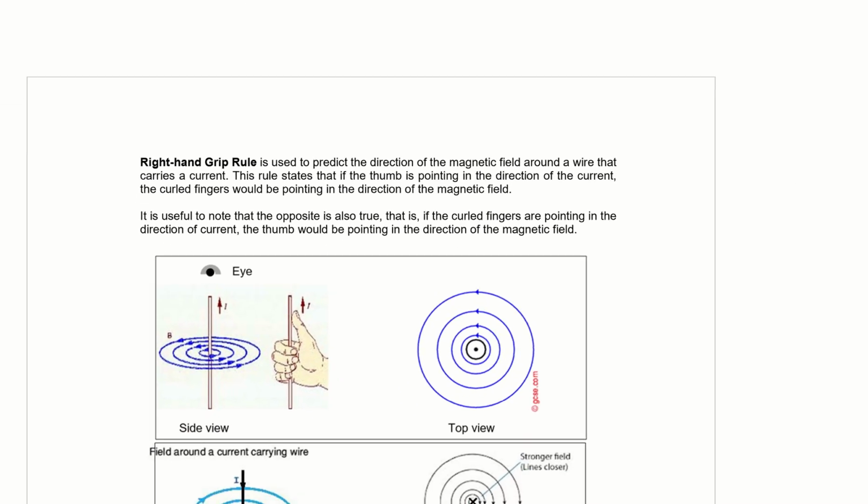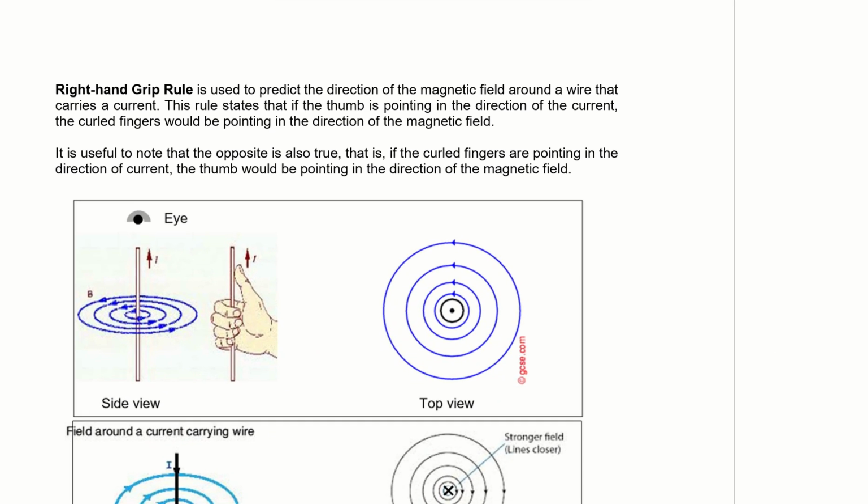Now we'll go into this right-hand grip rule. It is used to predict the direction of the magnetic field around a wire that carries a current, be it a solenoid or straight wire.